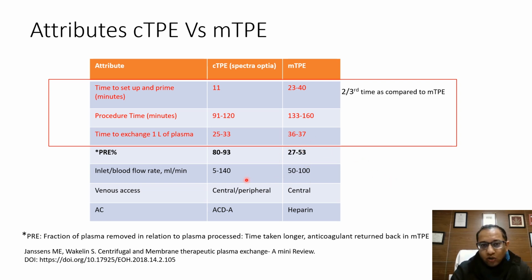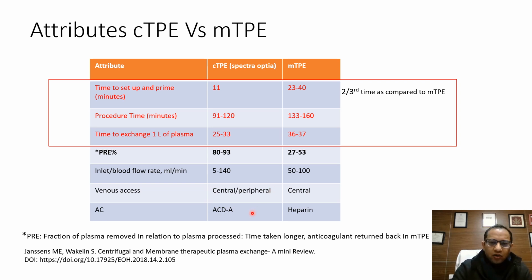The inlet blood flow is another advantage. You can go as low as 5, especially in pediatric patients, or when you're combining it with a CRRT. So that is when it is very handy, and this machine can go to these low levels. But in the membrane you require a higher inlet blood flow rate, and that is around 50 to 100. So this also means that you should have a central venous catheter, whereas in centrifugation plasma exchange, you can even do with peripheral lines at times.